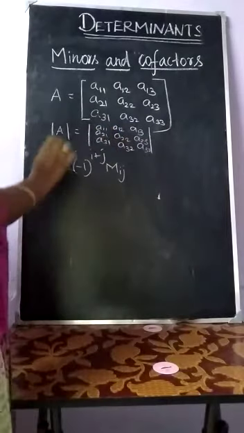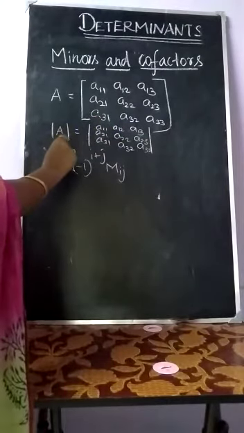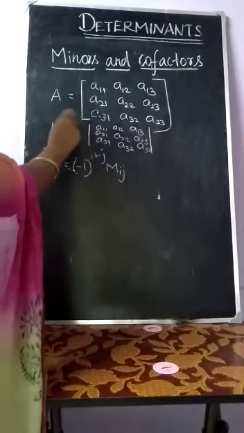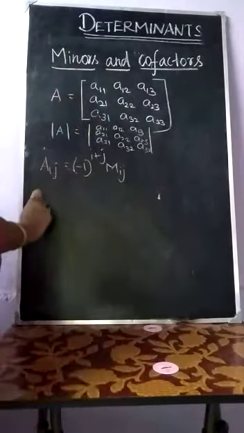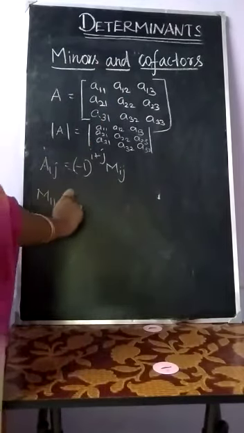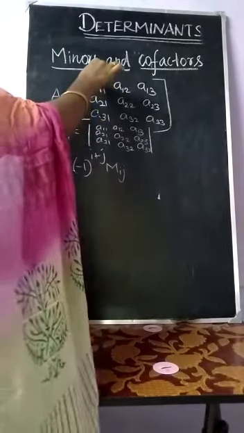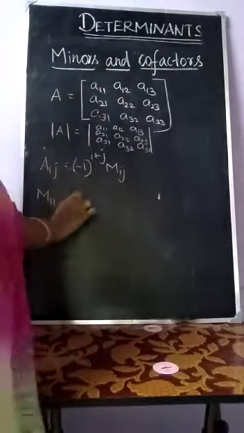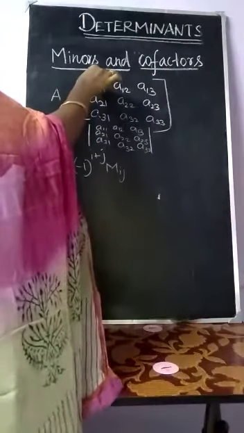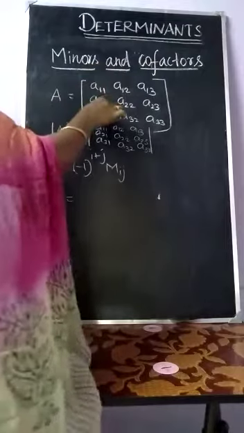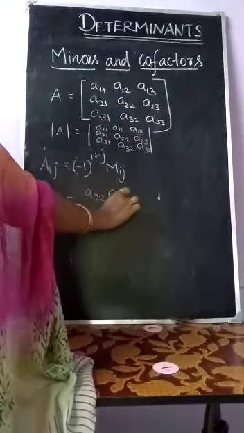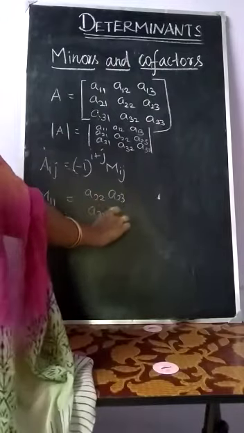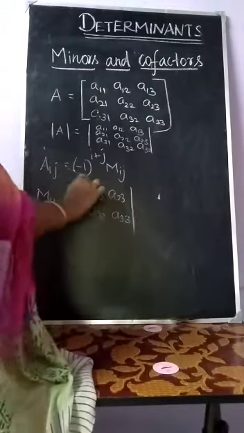Actually, what is a minor? Minor of the element Aij is the determinant which is obtained by suppressing the ith row and jth column. First we need the M11 value. So we have to eliminate the first row and the first column. So how can we cancel? We have to cancel the first row and the first column. What are the remaining values? That is A22, A23, A32, A33. This is actually the minor value.